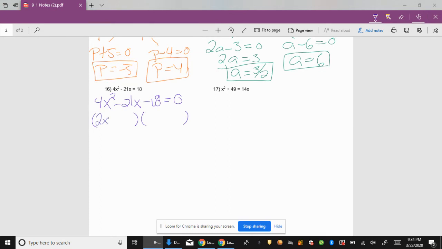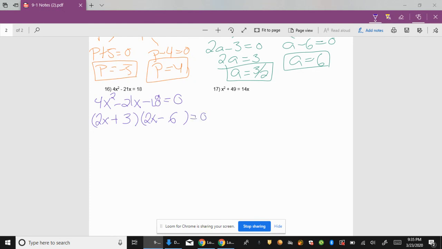So let's try 2x and 2x. Just because, I don't know, that's one I picked. No rhyme or reason, just picked it. Then for 18, again, I'm looking at 18 and 1, 9 and 2, 3 and 6. So, I don't know, let's go with 3 and 6 again. They need to multiply to be a negative. So I know at least one of them has to be positive and the other be a negative.